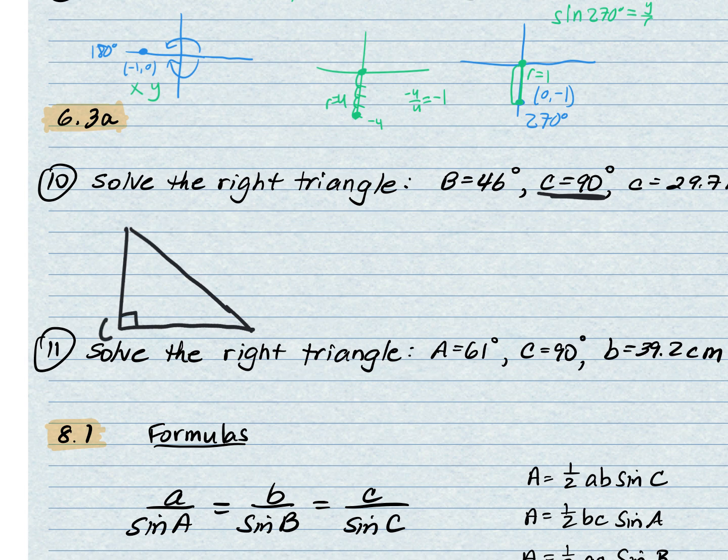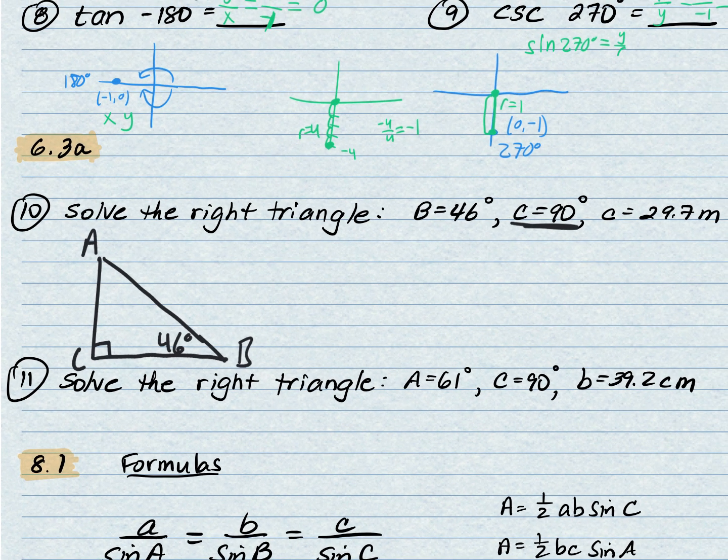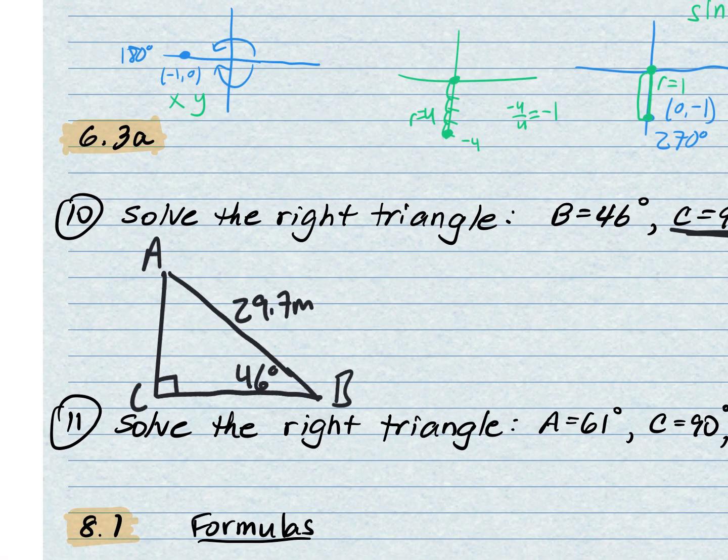I know angle C is my 90-degree angle. Don't know what A is, and I have that angle B is 46 degrees. I also have that side C is 29.7 meters. All right, so we want to solve the right triangle. To solve the triangle, I want to find all the missing sides, all the missing angles.